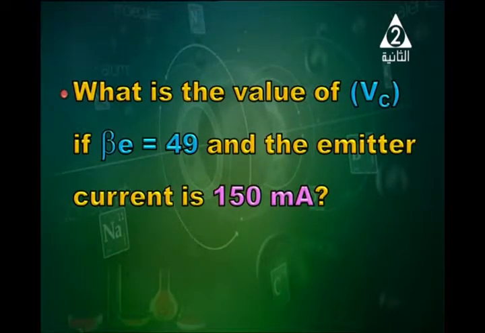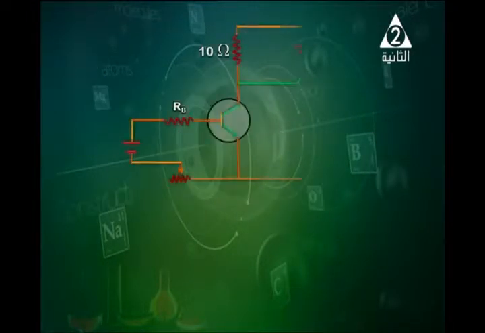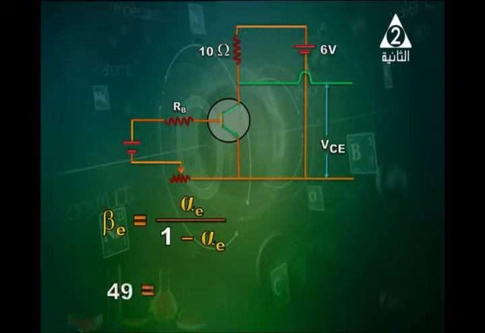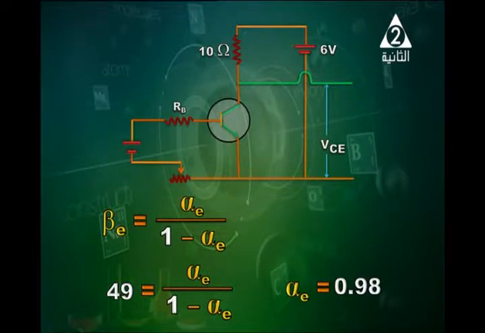What is the value of VC, voltage across the collector, if the current gain beta E is given to be equal to 49 and the emitter current is 150 milliampere? Current gain is given by the relation alpha E over 1 minus alpha E. Current gain equals 49 equals alpha E over 1 minus alpha E. So alpha E must be equal to 0.98.